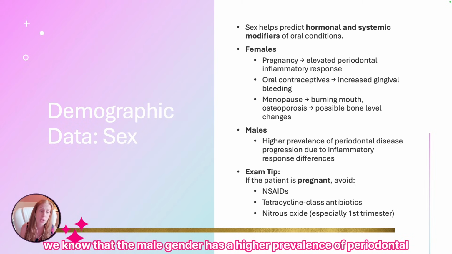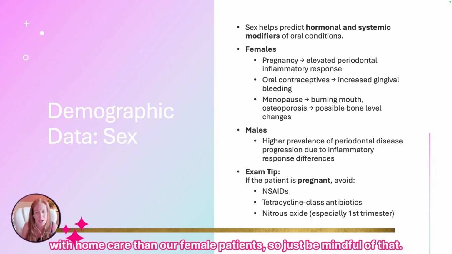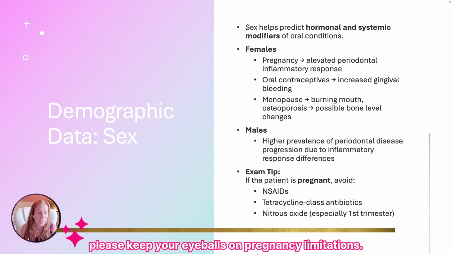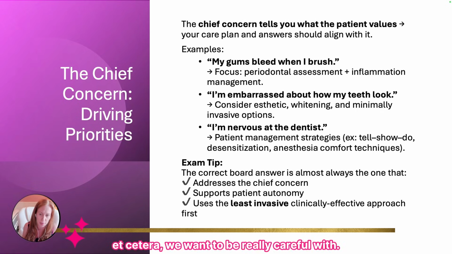Males, we know that the male gender has a higher prevalence of periodontal disease. We do believe that's because they're typically a little bit less compliant with home care than our female patients. So just be mindful of that. And again, in this demographic area, please keep your eyeballs on pregnancy limitations. So tetracycline class antibiotics, nitrous oxide, NSAIDs, so ibuprofen, etc. We want to be really careful with.